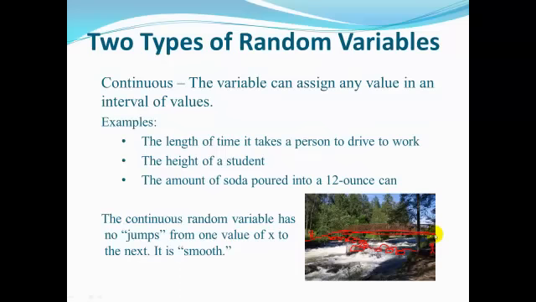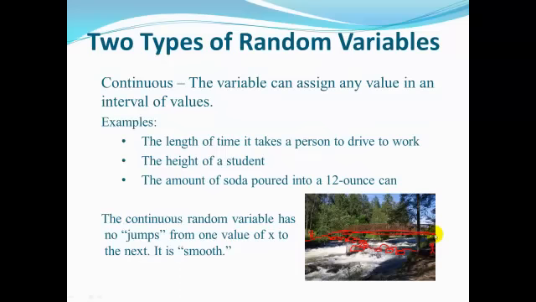So you've got to ask yourself when you get some data, what kind of values could we see here? Do they jump from one value to the next, or are they smooth? If someone asks you about the number of checkout lines that are open at Home Depot, well, it's either 0 or 1 or 2 or 3 or 4. Hey, that's a discrete random variable.